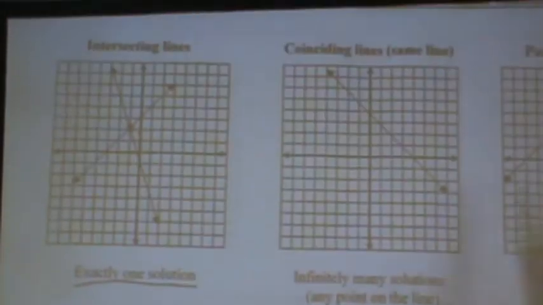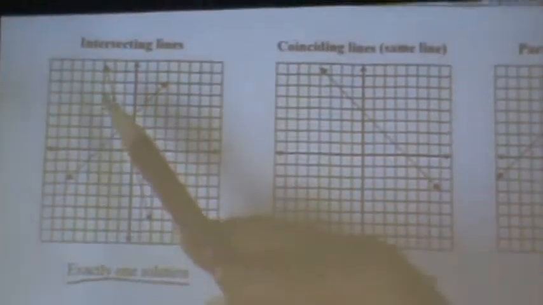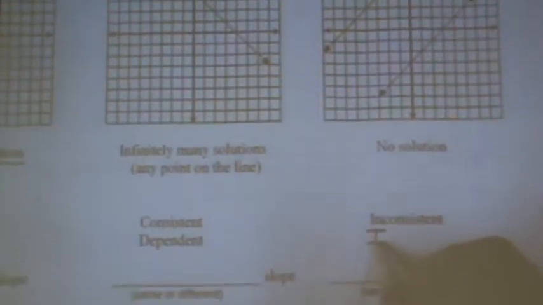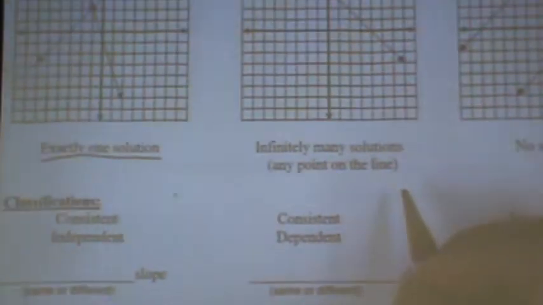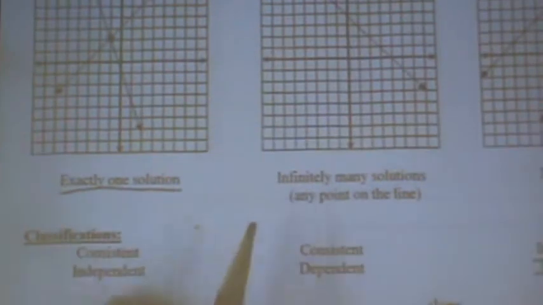Let's classify them. If the two lines intersect, or they don't intersect, they are independent lines. So these are independent, and this is also independent. Could you write independent right here for me? Independent. If the two lines are doing their own thing, they're independent. But if it's the same line, they're dependent. When one moves up, so does the other. They're dependent.